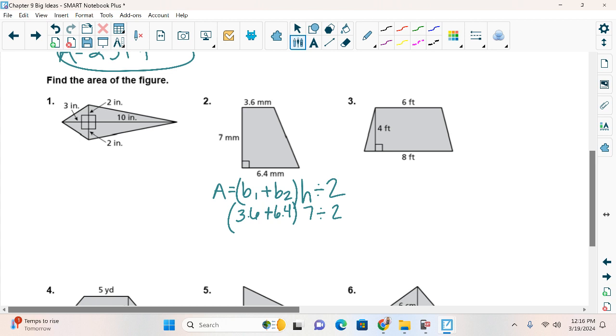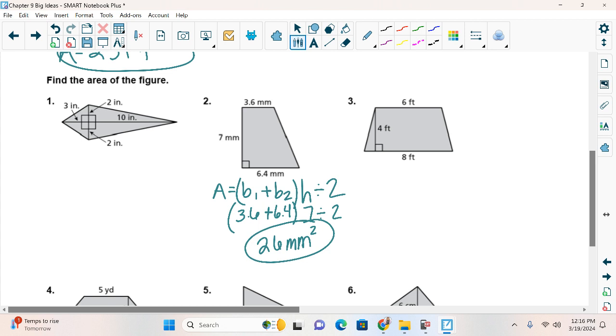All right, what do we get as the area? I heard some people not be very confident about it. What is it? 26. 26 millimeters squared. Be confident in your answer.